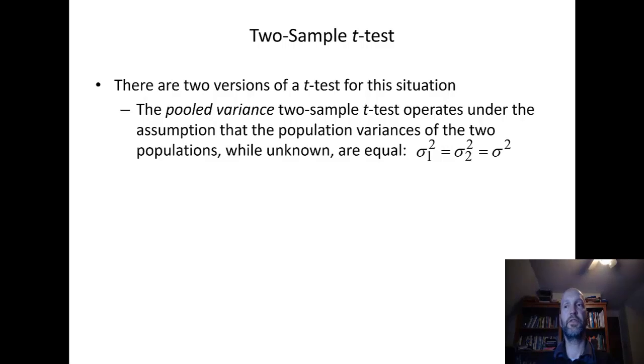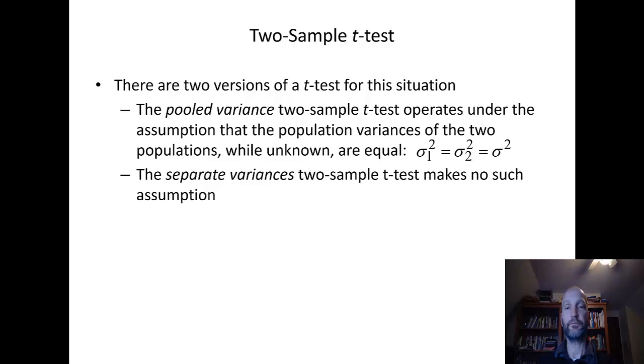Turns out there are two versions of the t-test for this situation. The first one is called the pooled variance two-sample t-test, or just the pooled t-test. The idea here is that even though the population variances are unknown, we assume that they're equal to each other. And since they're equal, we're going to use both of the sample variances and pool them together to come up with an estimate for the population standard deviation or variance.